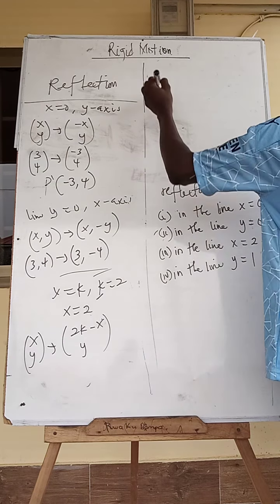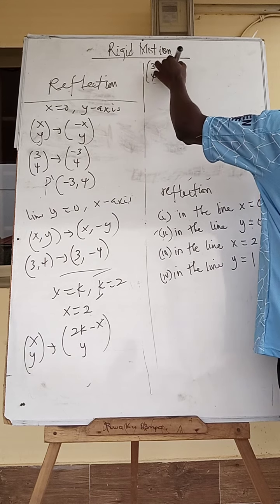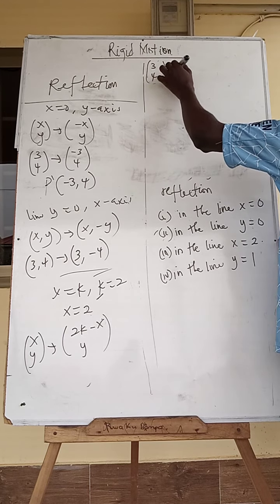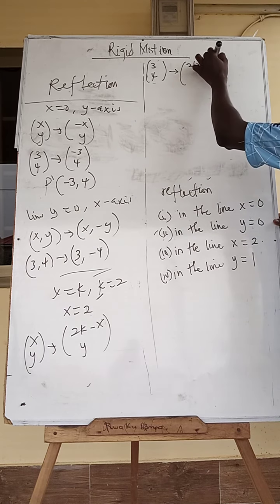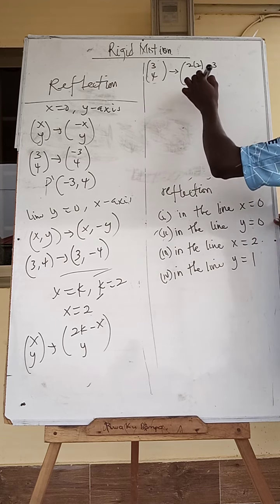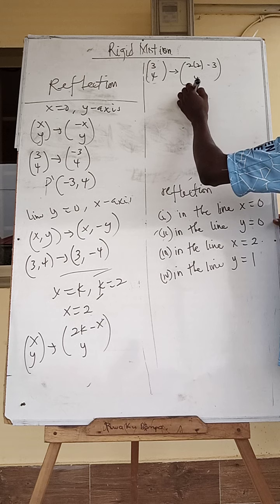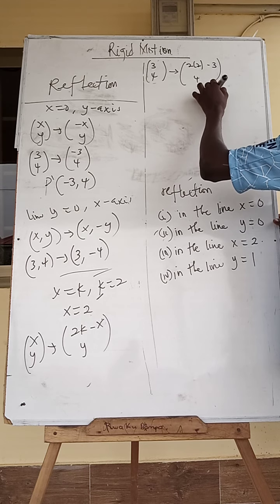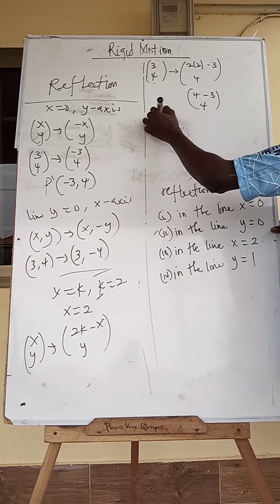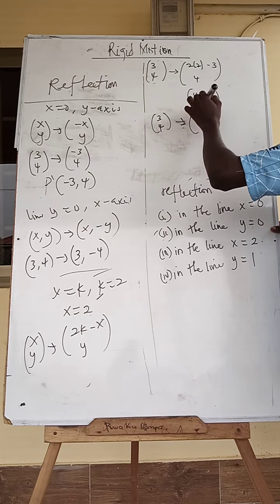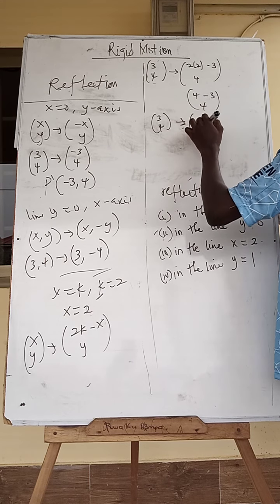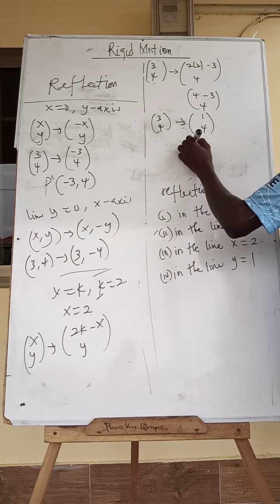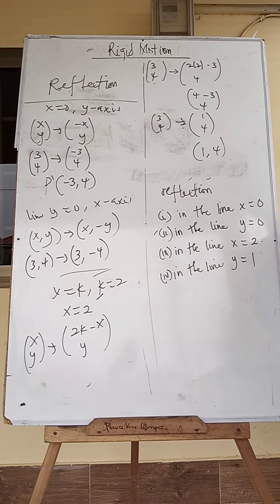Alright, so your 3, 4, we are going to reflect it. You are finding the image. So 2 times k, our k is 2, minus our x, which is 3, right? And you are going to have our 4. So this is going to be 2 times 2, which is 4, minus 3, and 4, right? So our 3 and 4 has been reflected to 4 minus 3, which is 1, and 4. So you can write it like this, 1 and 4. Obviously, you are just using the formula to do it.